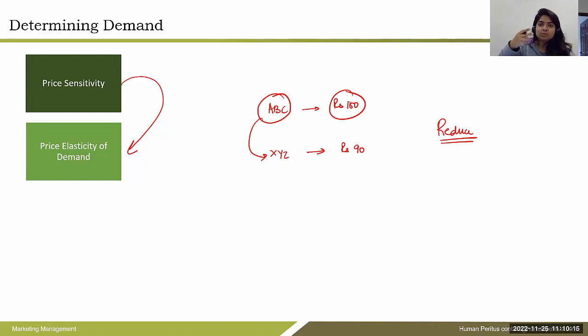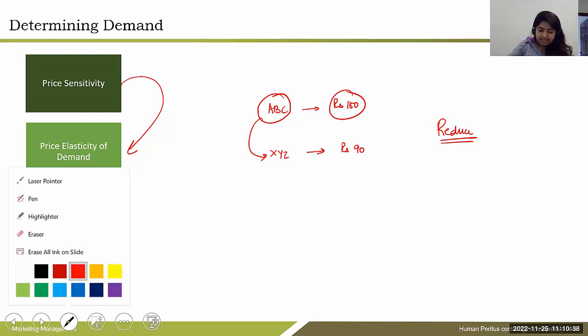Okay. Also, buying habits is a very important factor. If people take time to change their buying habits, then also there is less price sensitivity. Like if I'm used to using Dove shampoo, I will keep on using Dove shampoo even if it's bad for my hair, even if a close substitute is available. So difficult to change buying habits. These are certain factors which reduce price sensitivity.